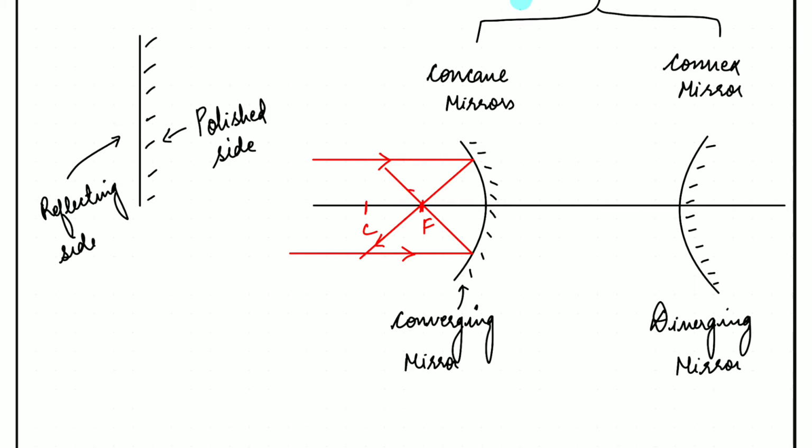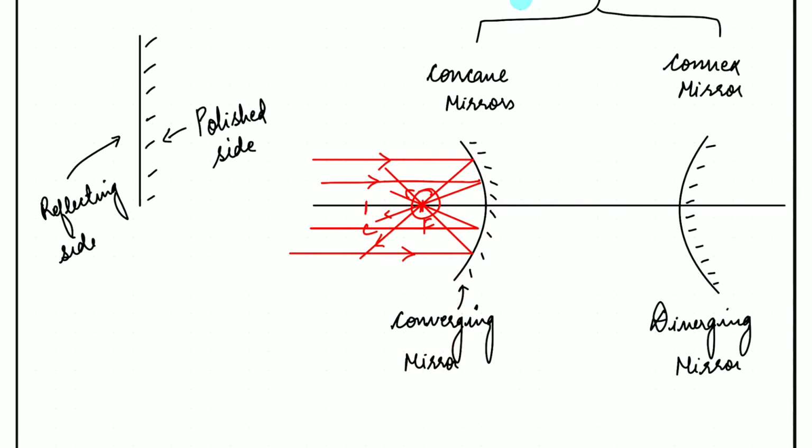No matter how many light rays come here, let's say two more light rays are coming, they are all going to converge at a single point, and that single point is what you call the focus of that particular mirror. So basically you can see all the rays that are coming are converging at a single point. That's why you call it a converging mirror.